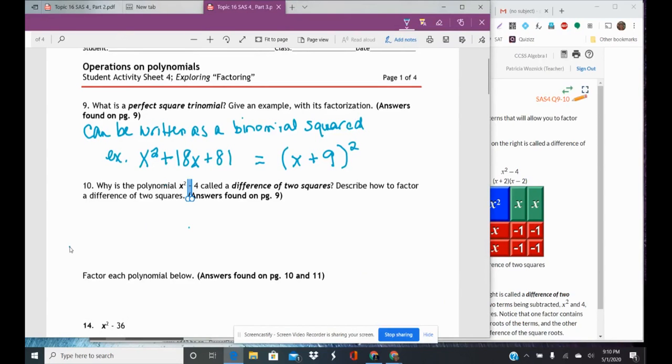Why is the polynomial called the difference of two squares? So it's called the difference of two squares because the two terms are both perfect squares and there is a subtraction sign in the middle.